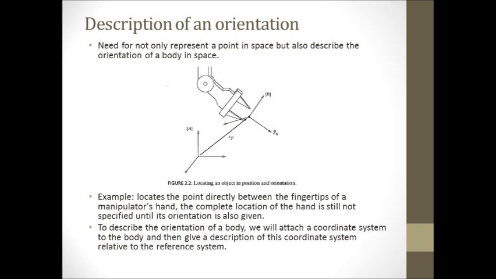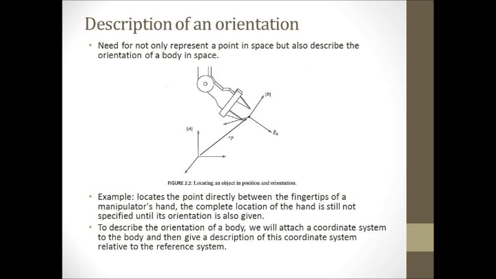Next we have the orientation. We can see here a robotic manipulator that is trying to locate an object in position and orientation. The hand locates the point directly between the fingertips of a manipulator hand. The complete location of the hand is still not specified until its orientation is also given. To describe the orientation of the body, we will attach a coordinate system to the body and then give a description of this coordinate system relative to the reference system.